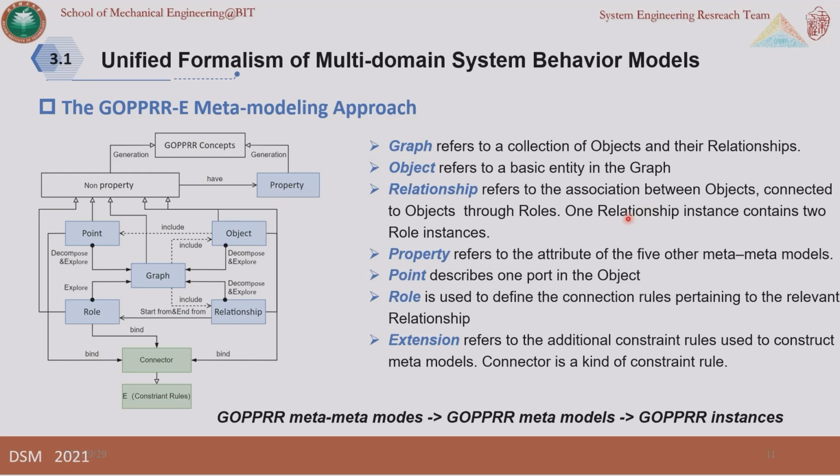Property refers to the attribute of the 5 other meta models, and point describes one point in objects. Row is used to define the connection rules pertaining to the relevant relationship. Extension refers to the additional constraint rules used to construct meta models. Connector is a kind of constraint rule. In the GeoPPRE meta modeling approach, an instance of a GeoPPRE meta model is a GeoPPR meta model, such as the graph meta model. And an instance of the GeoPPR meta model is called a GeoPPR instance.